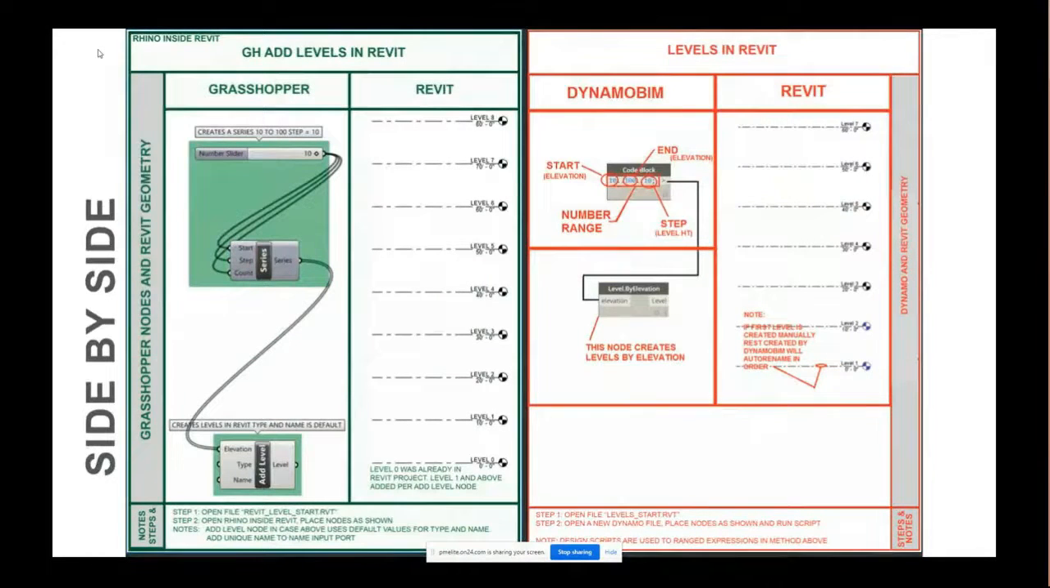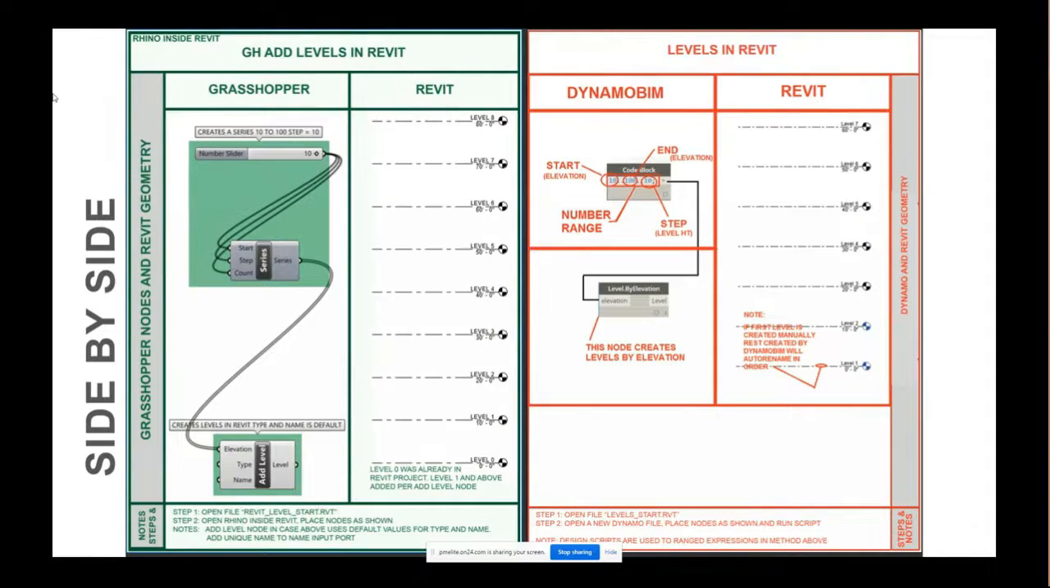This is how you do it in Revit. This is how you build levels in Revit using Dynamo for Revit. This is how you build levels in Revit using Grasshopper for Revit. Okay. Good question is, why would you want to know how to do it in Grasshopper if you already know how to do it in Dynamo?